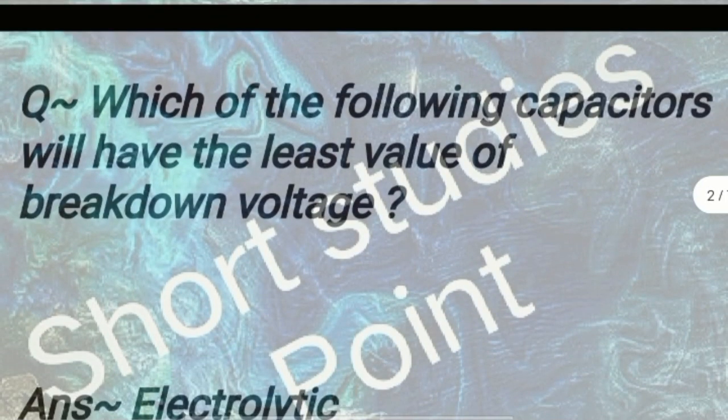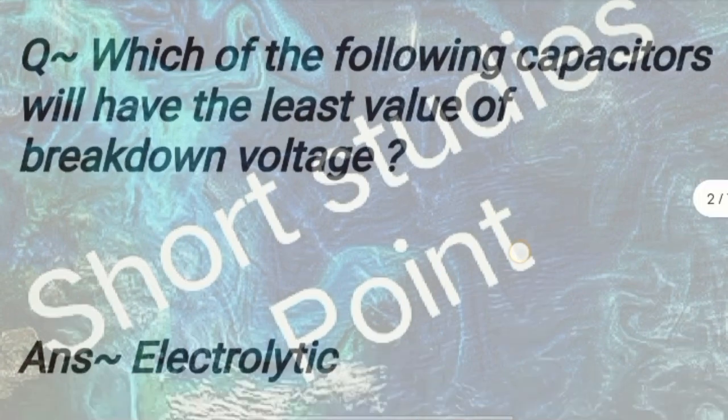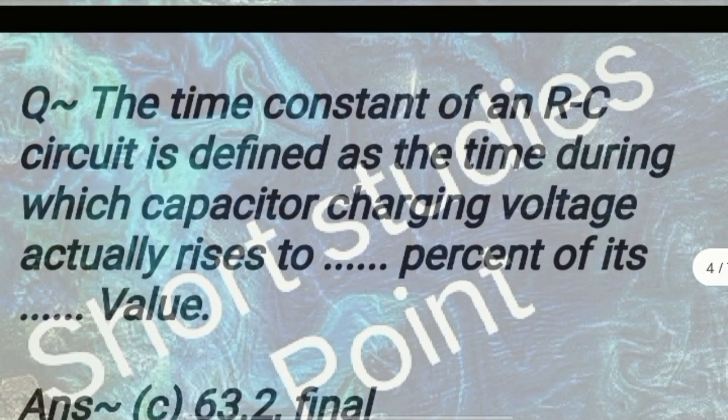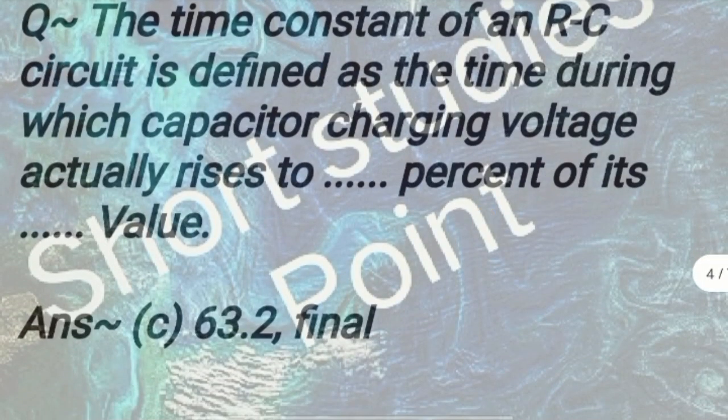Question: Which of the following capacitors will have the least value of breakdown voltage? Answer: Electrolytic. Next question: If a circuit does not contain any source of energy or EMF, it is known as? Answer: Passive network. Next question: The time constant of an RC circuit is defined as the time during which the capacitor charging voltage rises to dash percent of its dash value. Answer: 63.2% and final value.